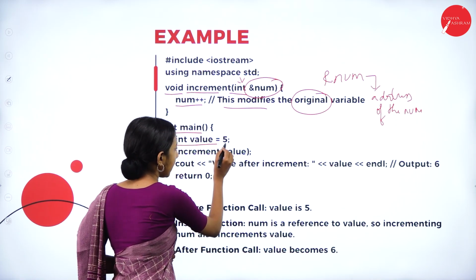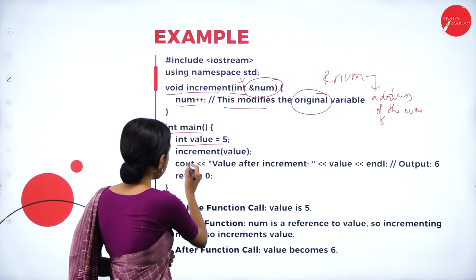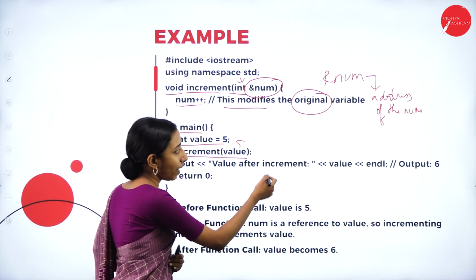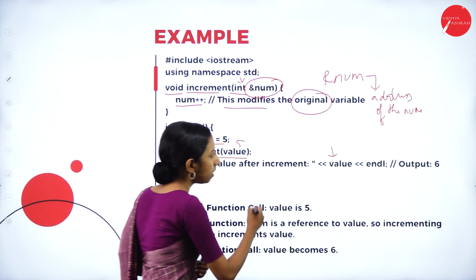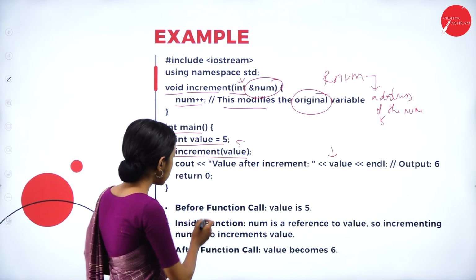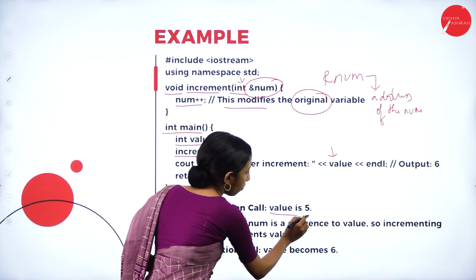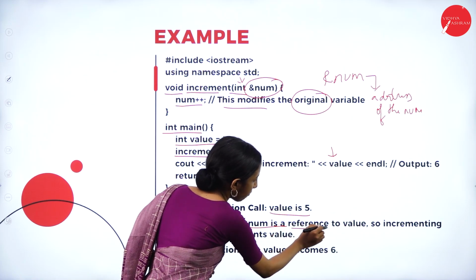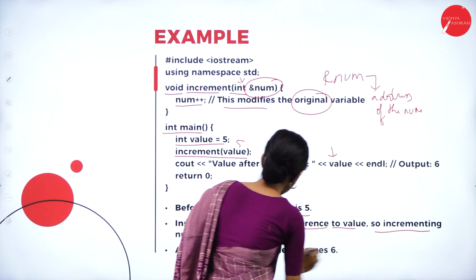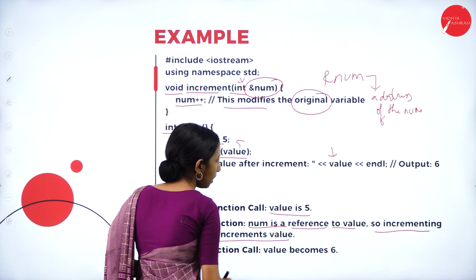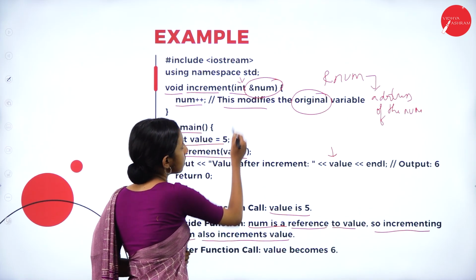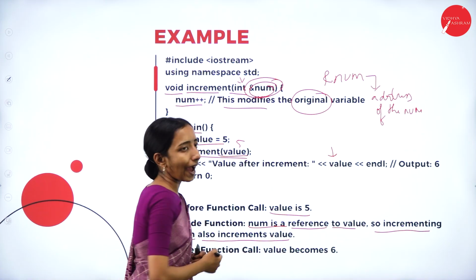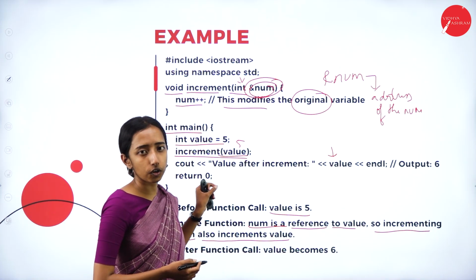In int main, we have taken int value equals 5, increment value, so here it will take 5, value after increment, and we are passing that variable, so the output becomes 6. Before the function call the value was 5, which we passed. Inside the function, num is a reference to the value, so incrementing num also increments the value. We are using num as a reference for the value.